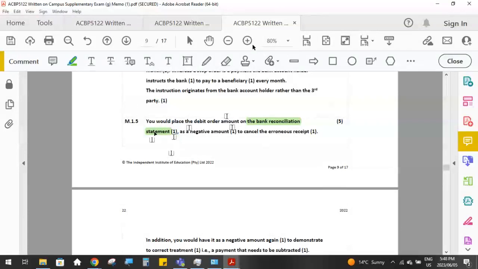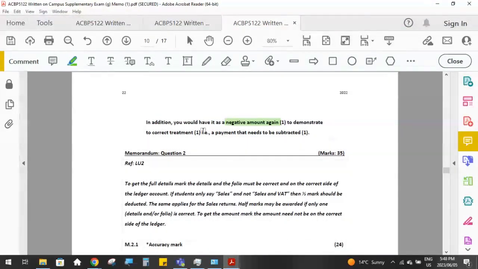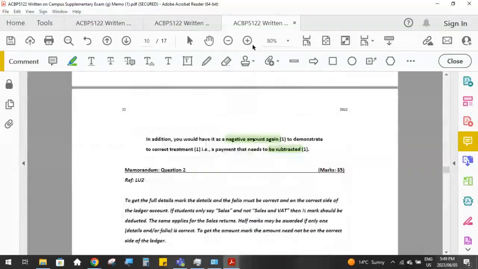So always remember that when there's a correction to be done, that was done the incorrect way, the bank put it in the credit column, it should have gone in the debit column. So you first of all pass it as a negative amount, in other words, showing that it should have come off our bank balance to cancel the incorrect receipt. And then you have to show it as a negative amount again, which is then going to record the correct deduction that should have happened in the first place. And again, that one was for 5 marks.